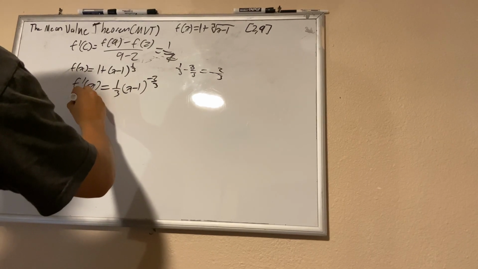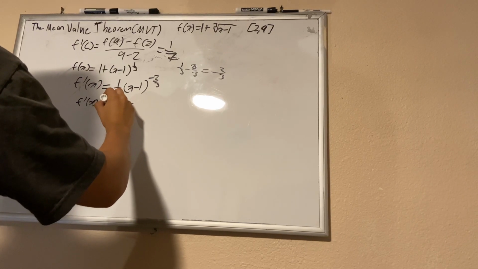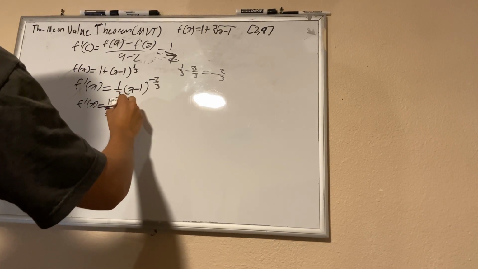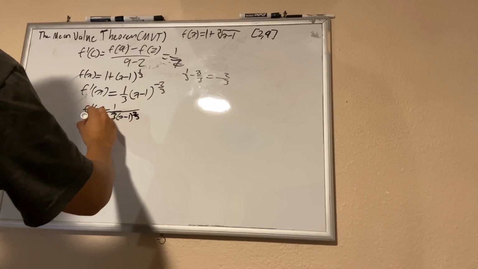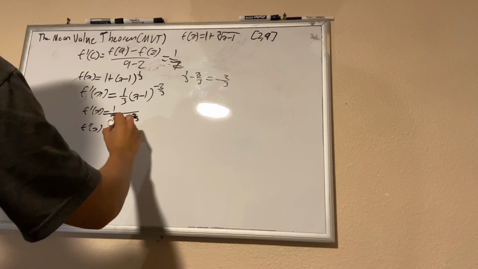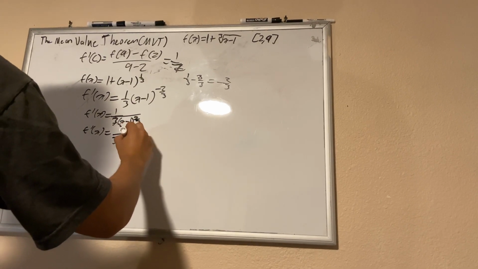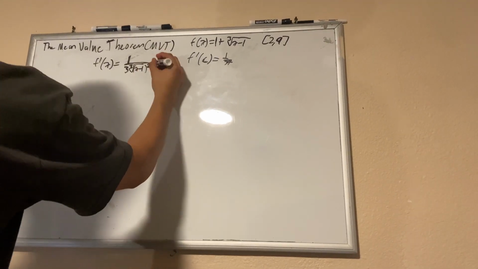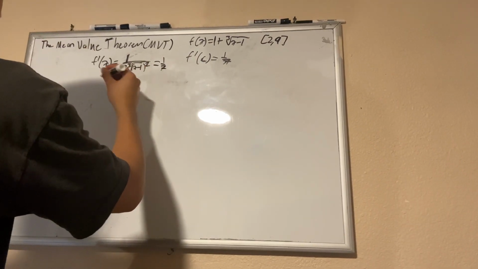And so with this, you can rewrite this as 1 over 3 parentheses x minus 1 to the power of 2 over 3. And from there you can rewrite this again as 1 over 3 cubic root of x minus 1 squared. So now we have our f prime of x. So now we just put this equal to 1 over 7, because that was our f prime of c. And so now we just solve this for x.